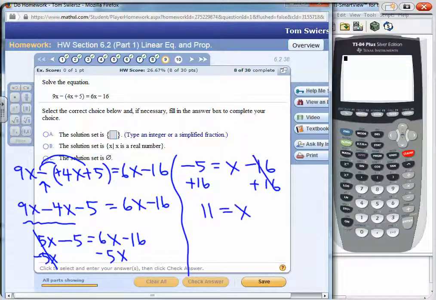And here, negative 16 plus 16 is 0. So we're just left with x. And now, since we're left with x equals 11, that is the correct answer because we've solved for x.